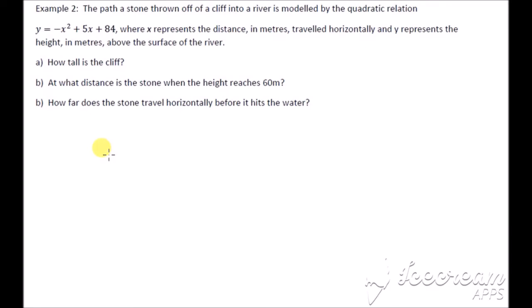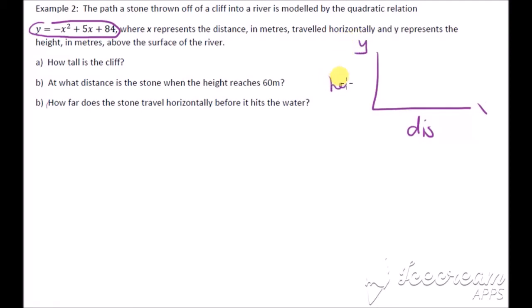Okay, example 2. A stone thrown off of a cliff into a river is modeled by the quadratic relation of this. Okay, so x represents the distance. Sometimes it's time, but in this case it's distance, traveled in meters horizontally, and y represents the height above the surface of the river. So this 0 would be like the river.